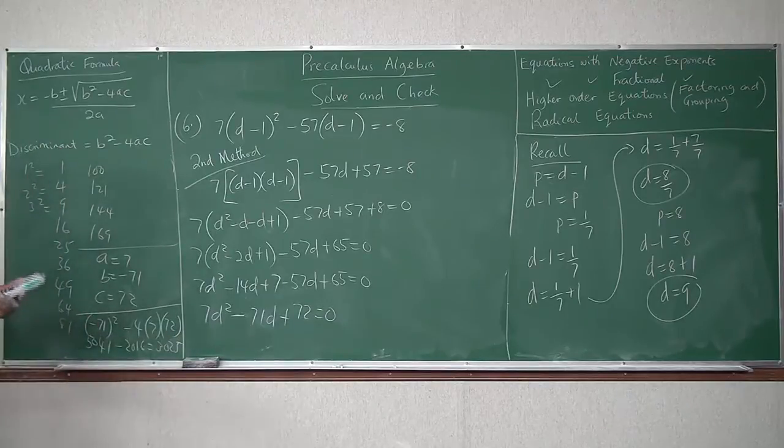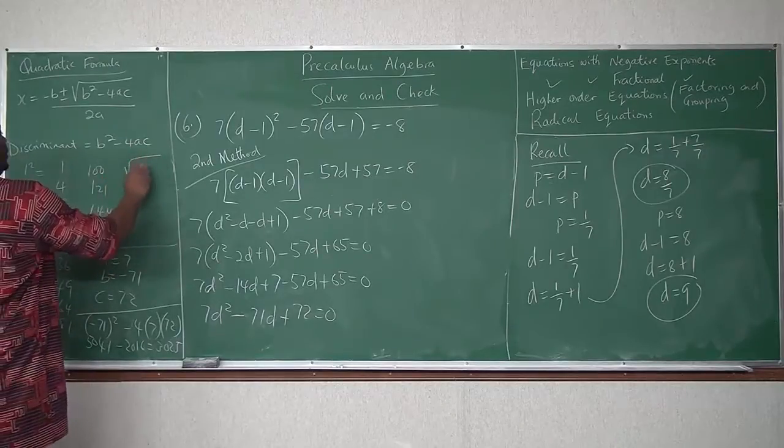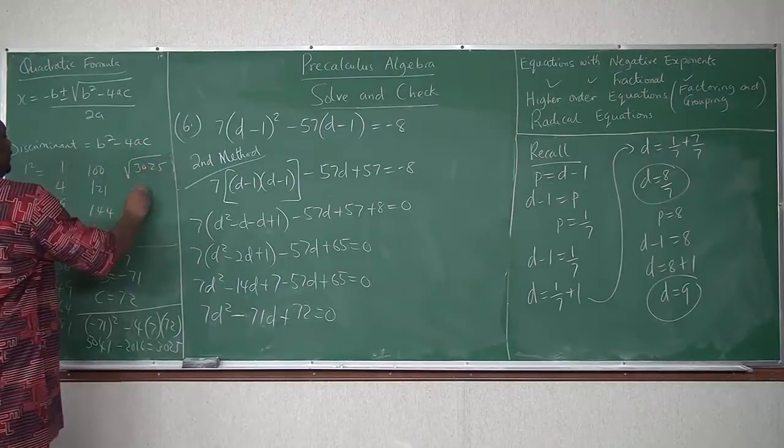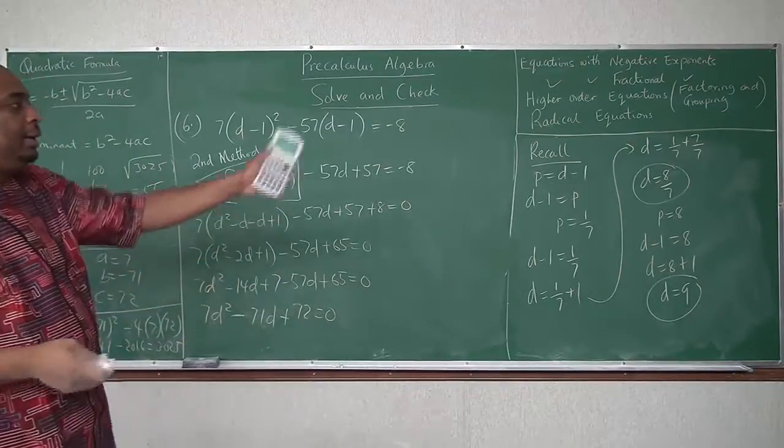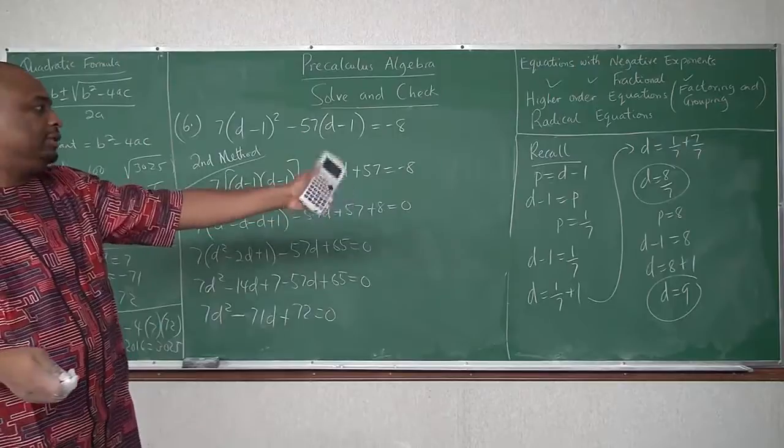If you take the square root of 3025, you have 55. The square root of 3025 is 55. So you can solve this by factoring. I know we could anyway, because we solved these ones.